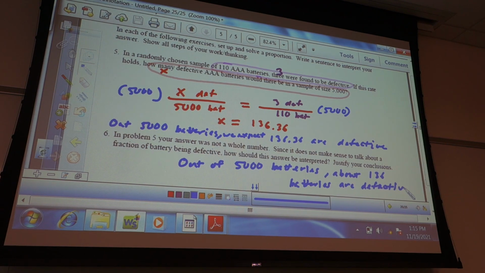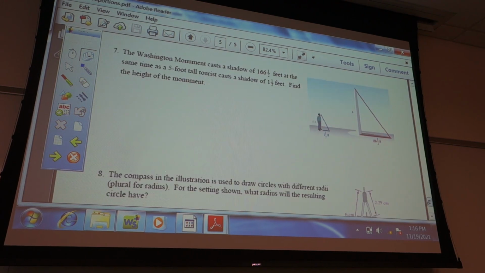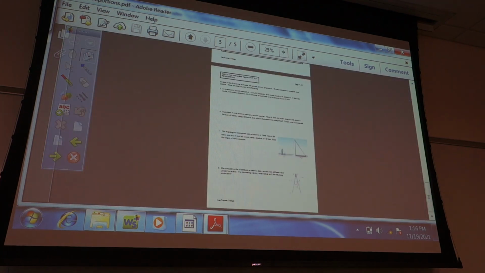Okay. I rounded up because I figured it's better to overestimate how many are defective. Yeah, or you can do that. But mathematically, rounding down. Either one is totally acceptable as long as you have some sort of mental justification for it. Yeah, perfect. All right, number 7, Washington Monument. Gotta say shadow. Oops.